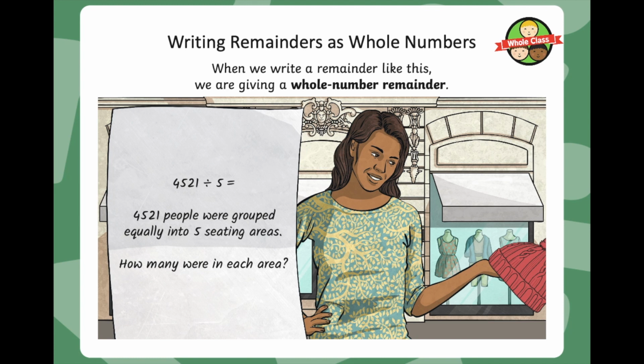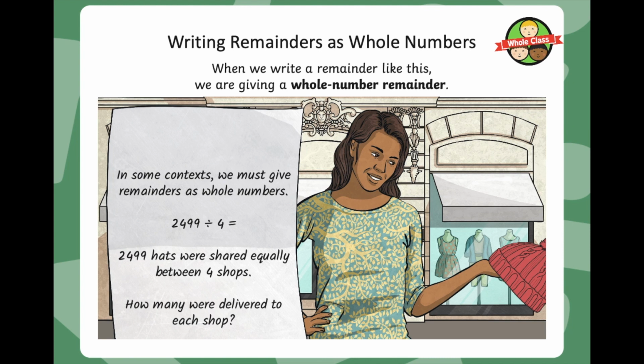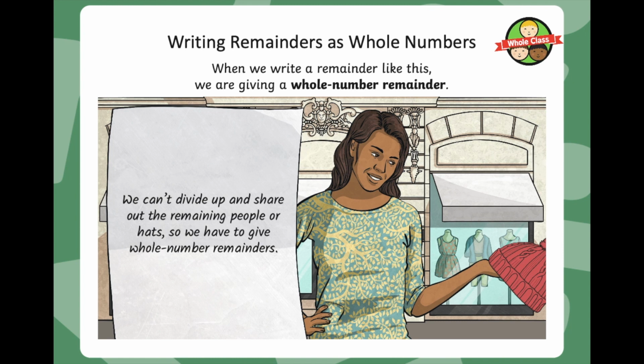4,521 divided by 5. So 4,521 people were grouped equally into 5 seating areas. How many were in each area? The answer is 904, remainder 1. In some contexts, we must give remainders as whole numbers. The second one, 2,499 hats were shared equally between 4 shops. How many were delivered to each shop? And that is 624, remainder 3. We can't divide up and share out the remaining people or hats, so we have to give whole number remainders.